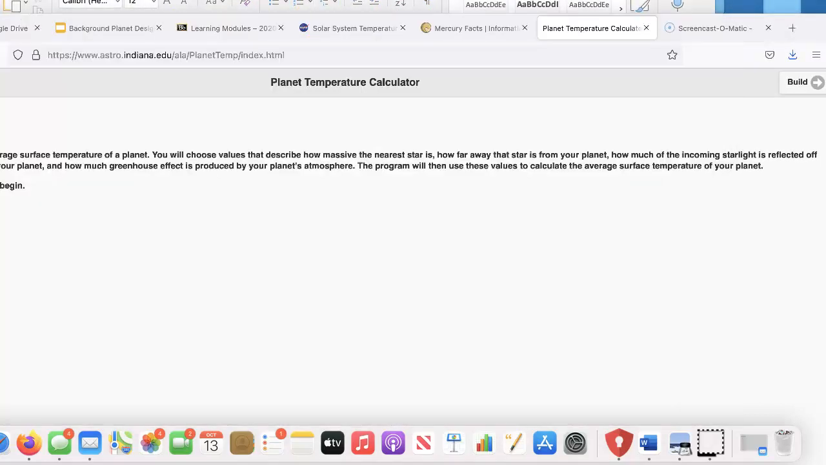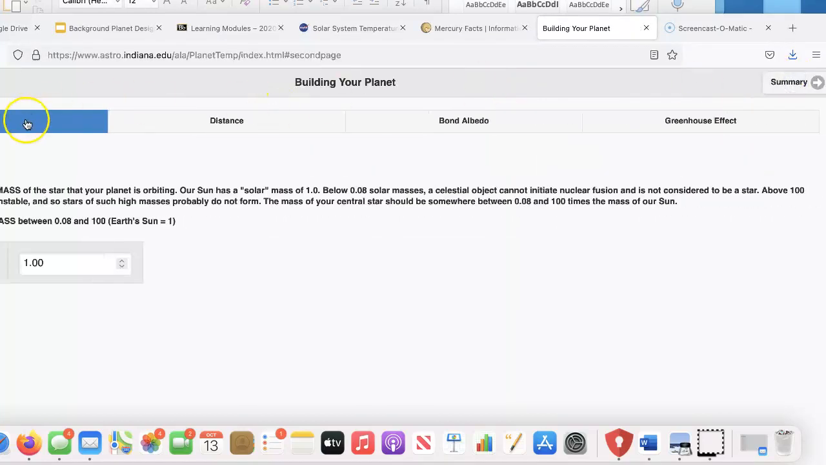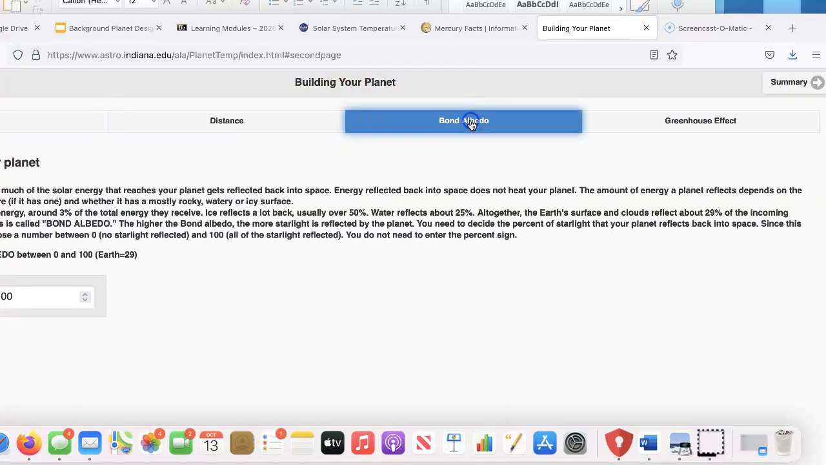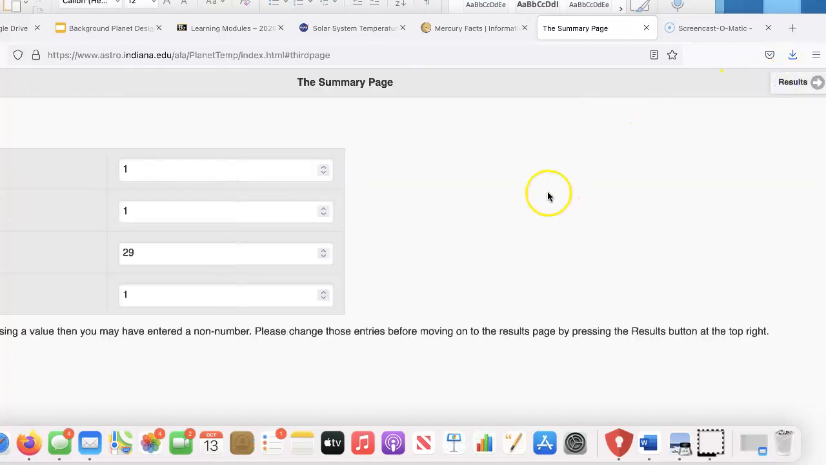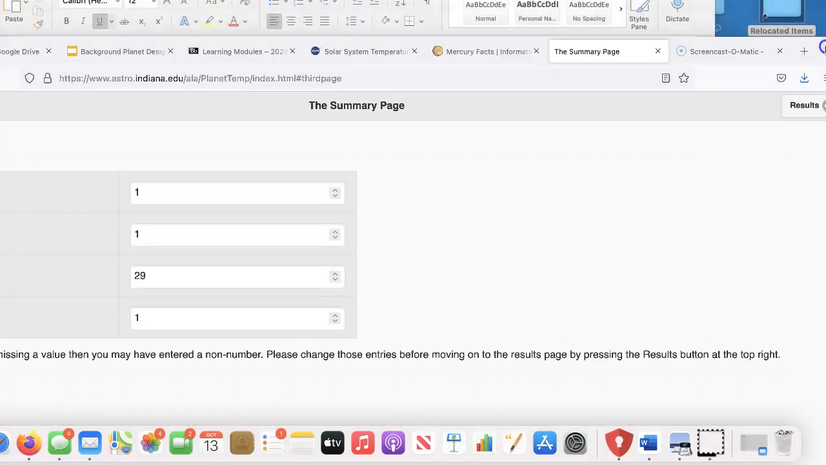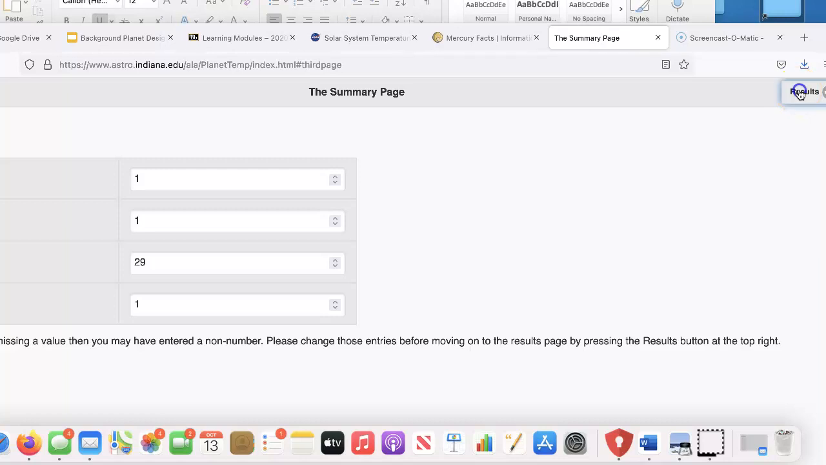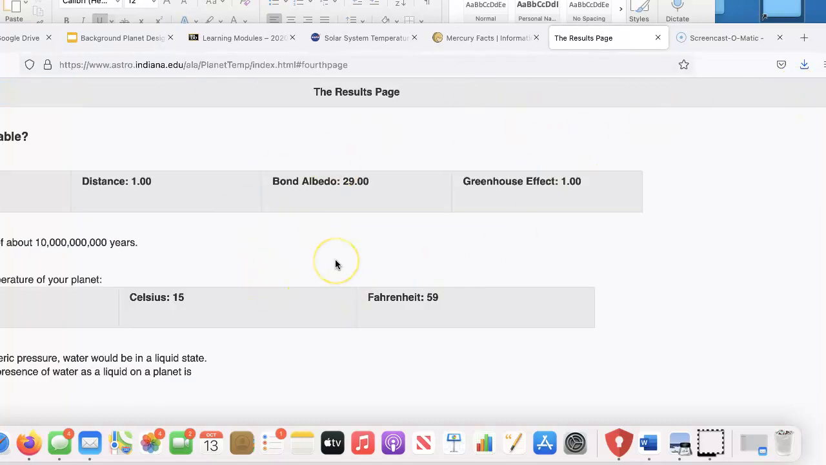You're going to use this temperature calculator, hit build, and you'll click on the mass, click on the distance, click on the albedo, click on the greenhouse effect, and change these numbers, and then hit your summary. You can't really see it very well, but it will give you some numbers, and then hit your results, and it will tell you all about your results. So that is a not so quick overview of how to do the lab.